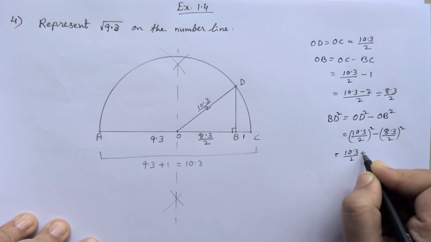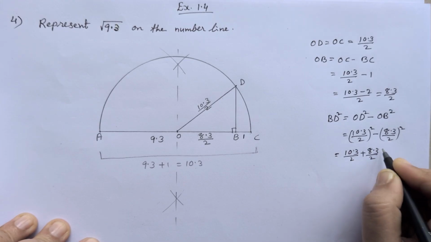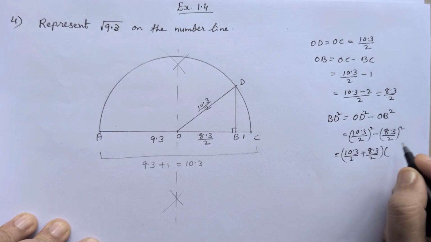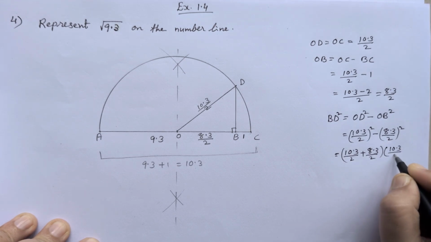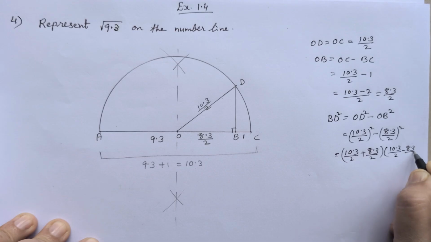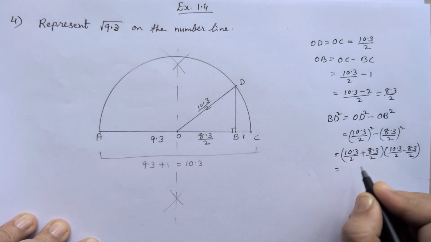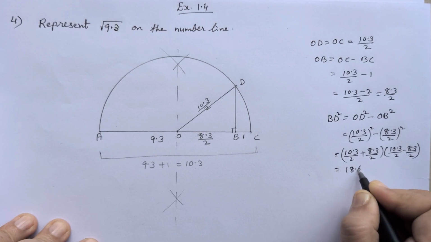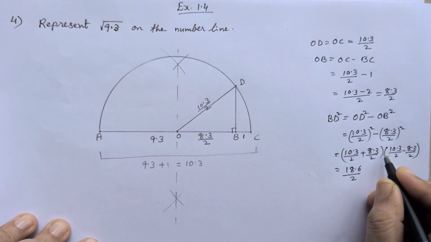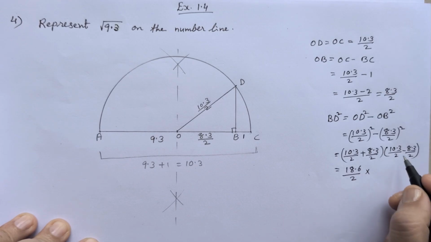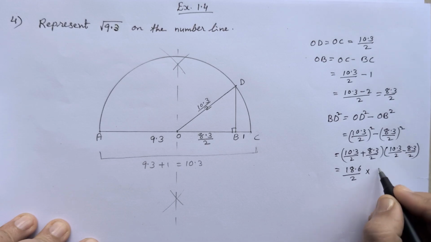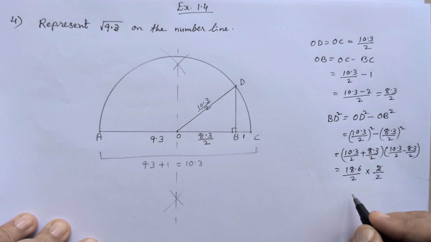(10.3/2 plus 8.3/2) in the first bracket, then in place of a minus b, (10.3/2 minus 8.3/2). When you add 10.3 plus 8.3, it will become 18.6/2. Into, in the second bracket, 10.3 minus 8.3 with the same denominator, so it will be 2 divided by 2, it will cancel. So half of 18.6 is coming, that is 9.3.